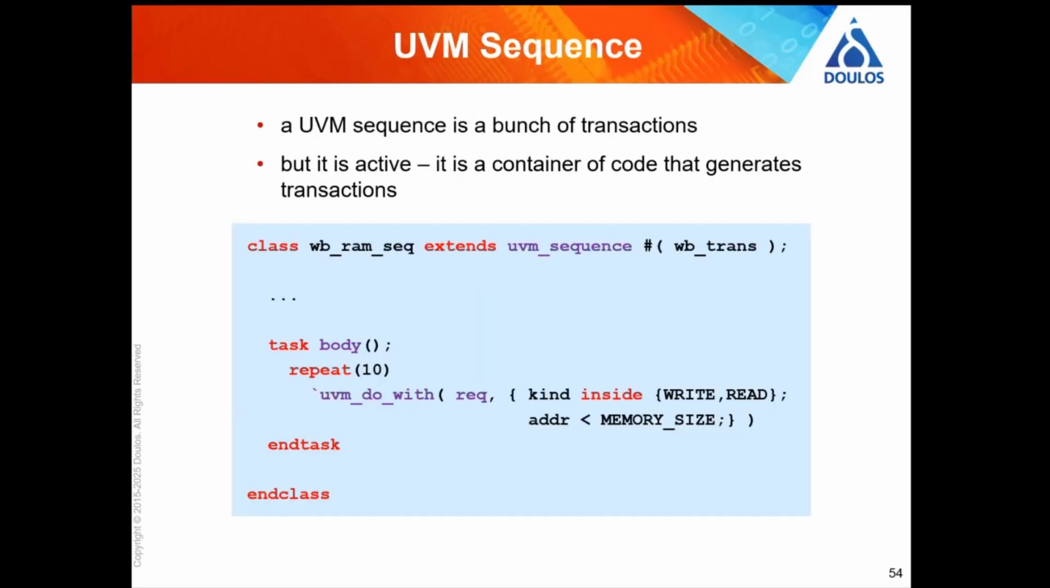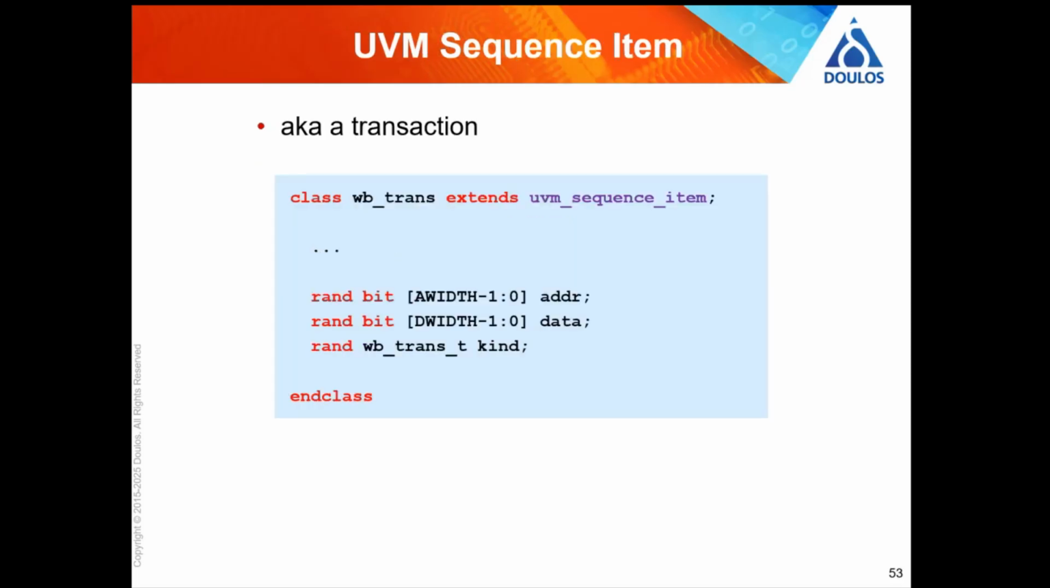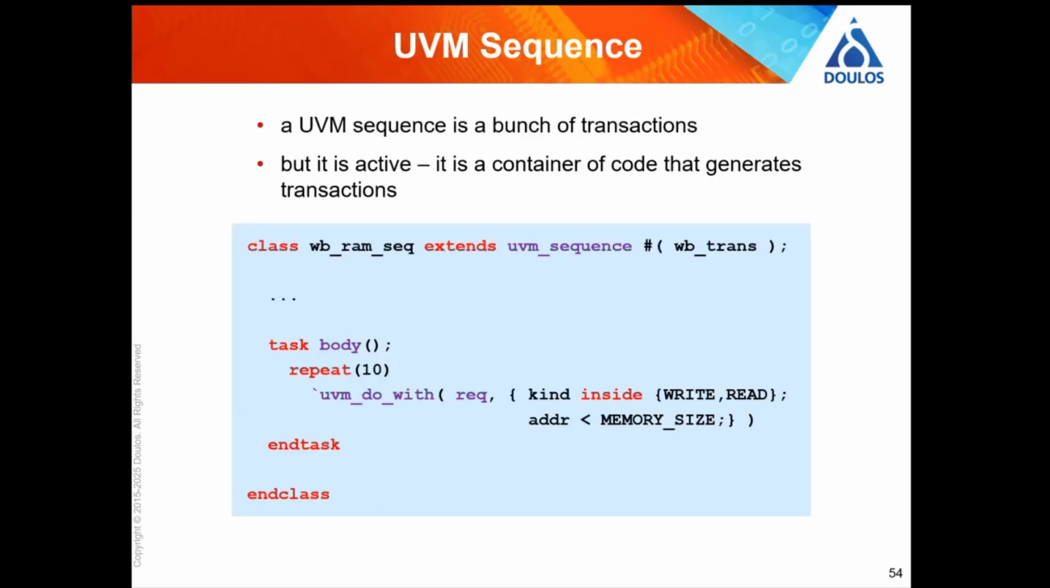And here's our sequence. And as I just said, a sequence is a bunch of transactions. You code up a sequence by extending a UVM sequence base class, parameterized, if you know what that means, to the kind of transaction we were dealing with. WDB trans was our transaction. So this sequence can only generate that kind of transaction.